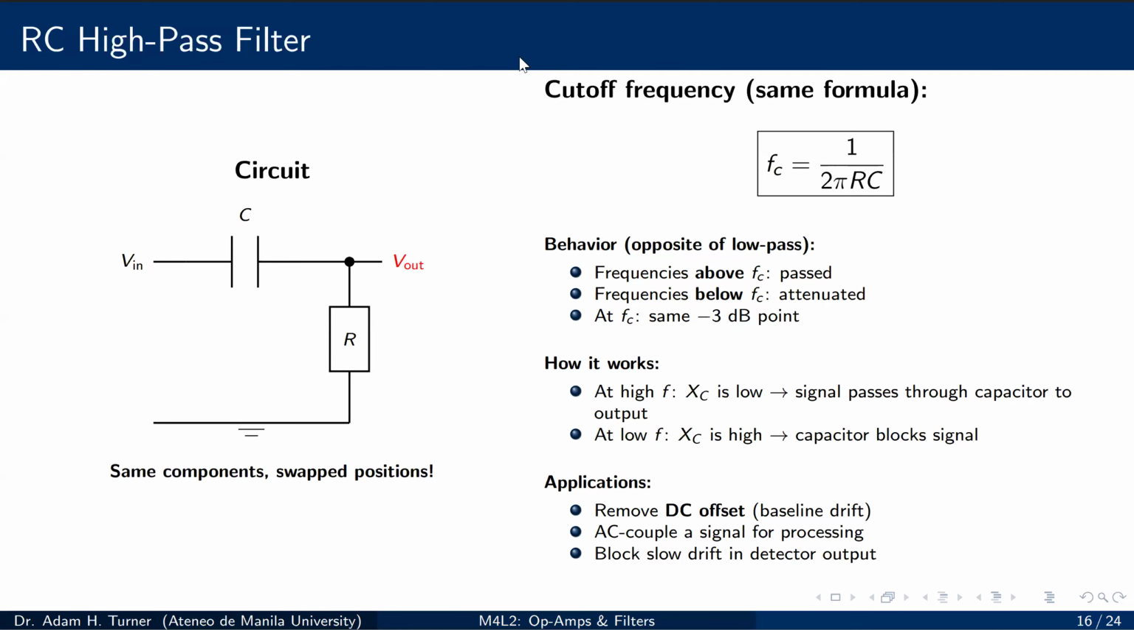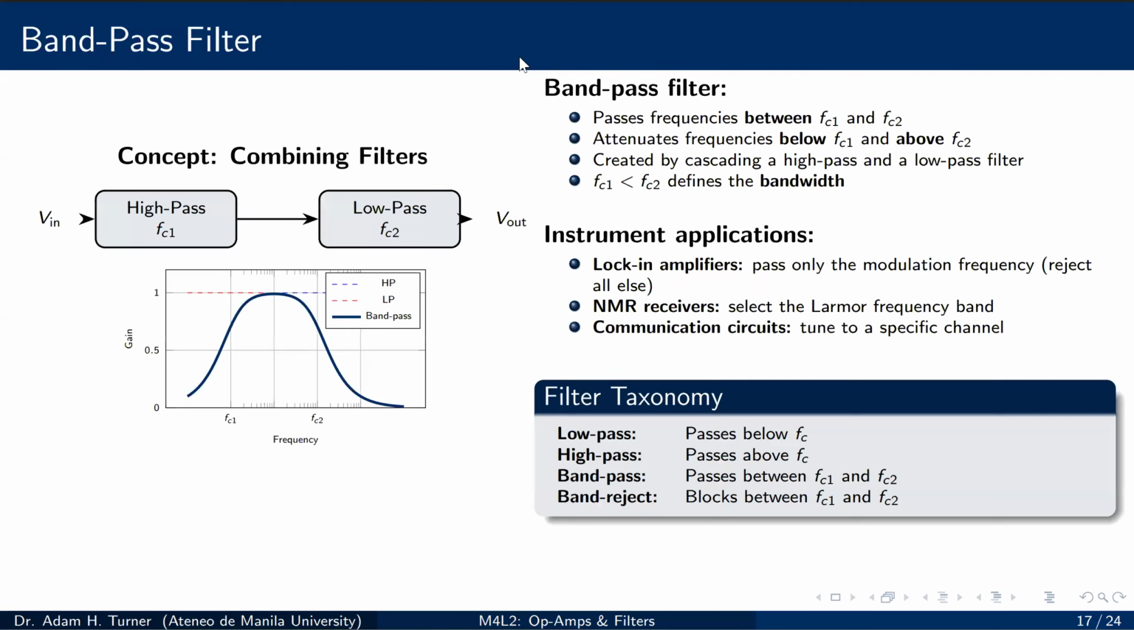So, what happens if you want to pass a specific range of frequencies and reject everything above and below? That's the band pass filter. You can make one by cascading a high pass filter with a low pass filter in series. The high pass removes frequencies below Fc1. The low pass removes frequencies above Fc2. What survives is the band between Fc1 and Fc2.